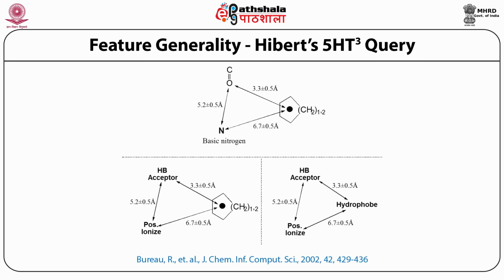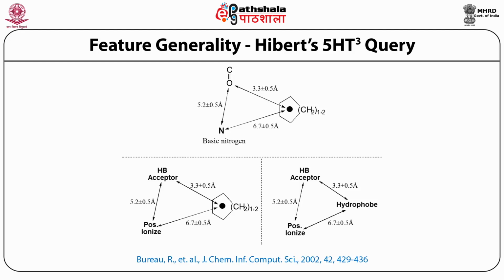This is a simple 5HT, which is of very noticeable medical importance mostly. The query has been used by Hibbert et al. Here I show you diagrammatically how one converts the functionality, that is functional groups like carbonyl, basic nitrogen and aromaticity, into a pharmacophore, which is shown on the right hand side, lower half.